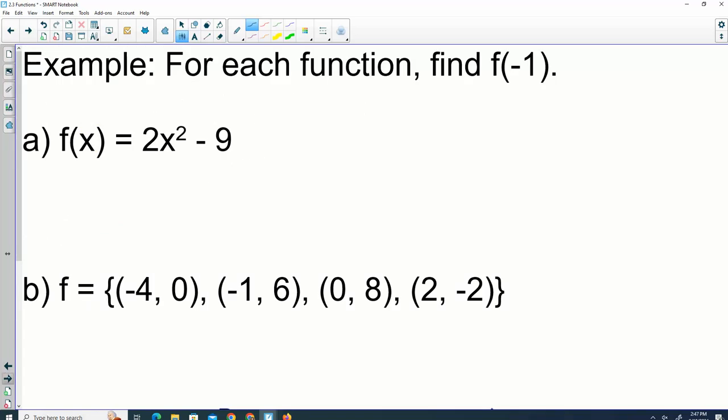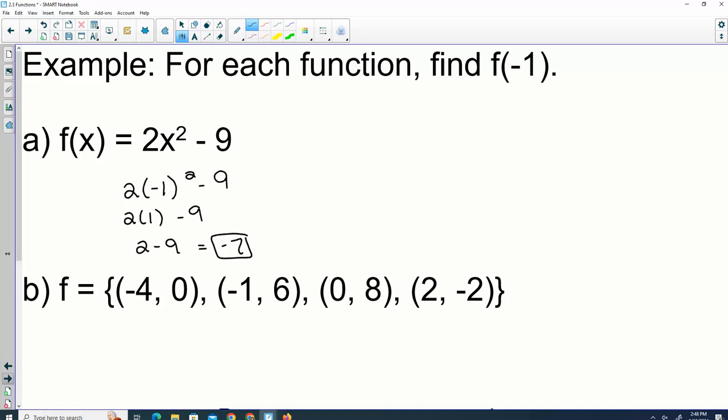So let's find f of negative 1 in each of these instances. So the equation. If we have an equation, that's probably the easiest instance because that's the one you're most used to. It just means you replace your x with a negative 1. Negative 1 squared is 1. 2 minus 9 is negative 7.